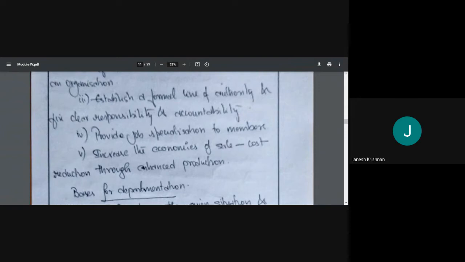Then increase the economies of scale. How can we improve the economies? Basically, that means we need to increase the profit. And how can profit be increased? By cost reduction through enhanced production. We'll produce more, so the cost of production will be less. Mass production. You might have heard the term mass production, because most of the things become cheaper because they are mass produced.